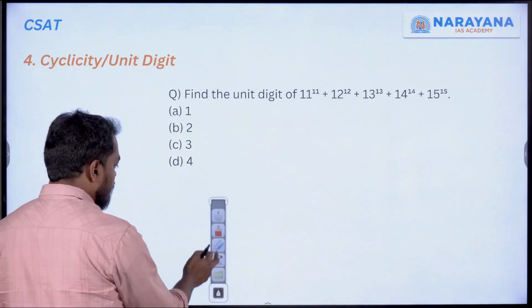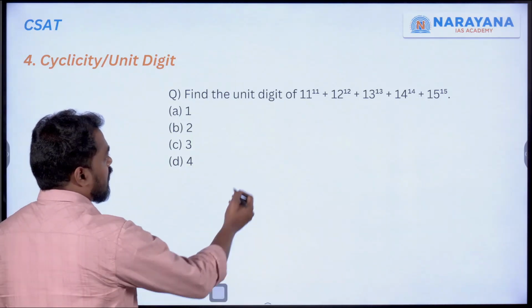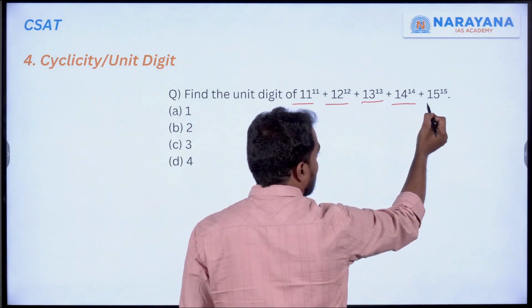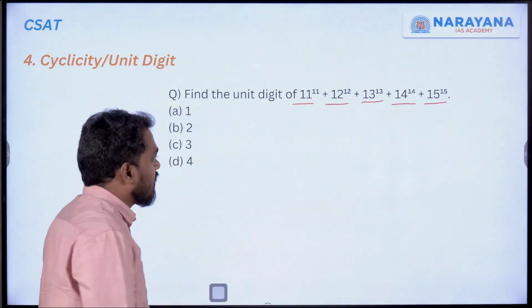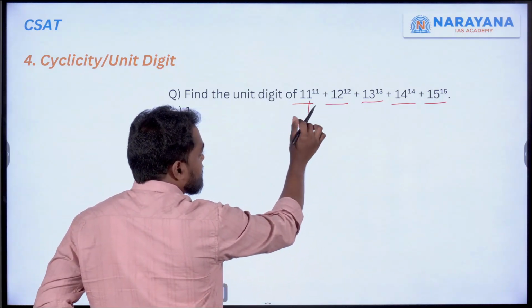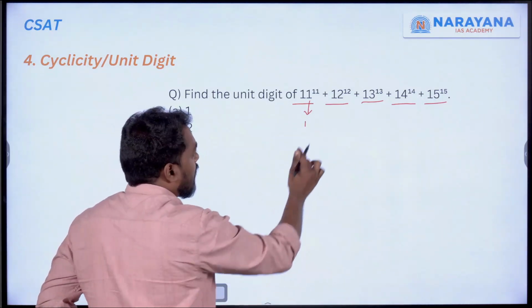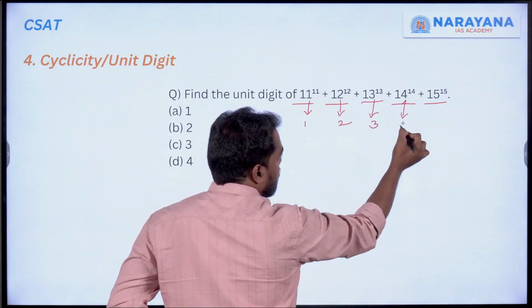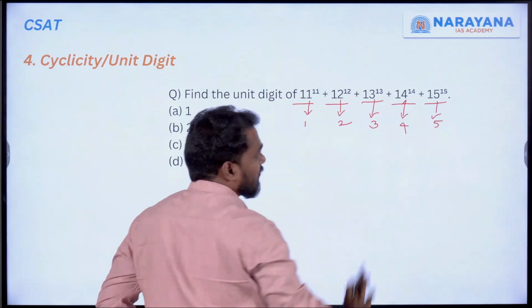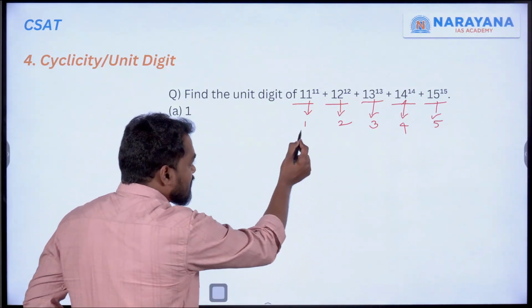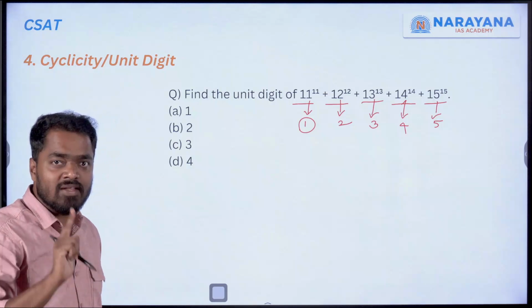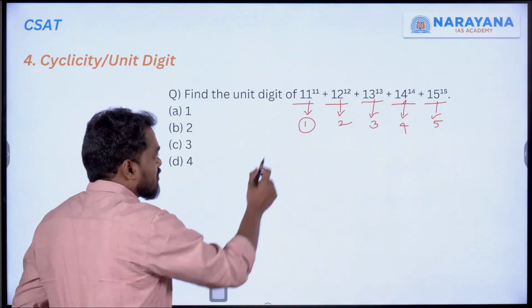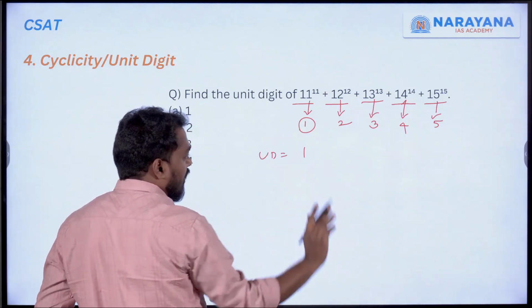Okay, let's solve this one. So what is it? 11 to the power 11, 12 to the power 12, 13 to the power 13, 14 to the power 14, 15 to the power 15. Now, what is the base unit digit? 1. What is the base unit digit? 2. Here 3. Here 4. Here 5. Now, if the base unit digit is 1, which rule you should apply? The first one. That is, any power it contains, the unit digit is same. So here the unit digit is nothing but 1.